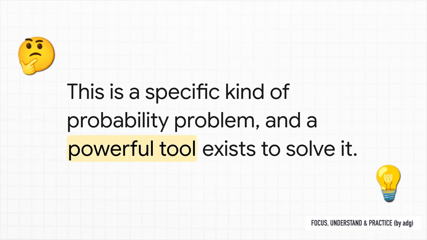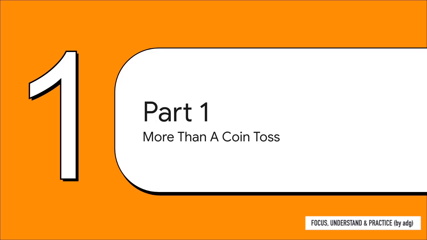So this isn't just some random brain teaser. It's a very specific kind of probability problem. And the good news is, there's a fantastic tool that was literally designed to solve this, and a whole bunch of other problems just like it. And that brings us to part one, more than a coin toss. Because, while the coin is a perfect starting point, the real power of this idea goes so much further.